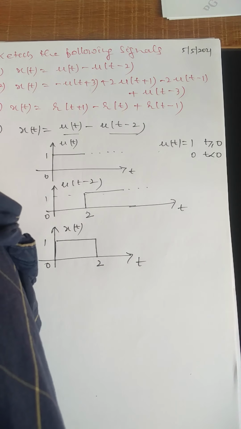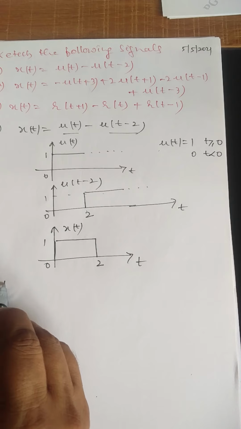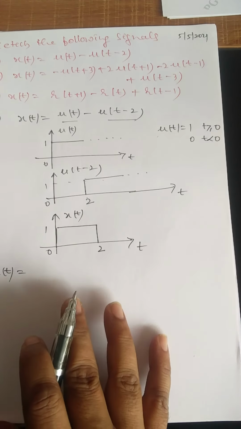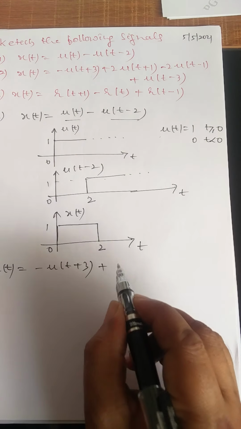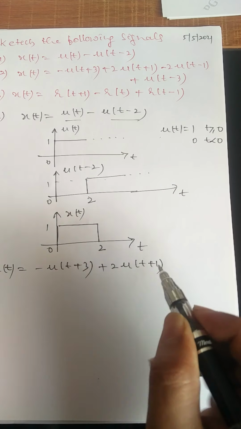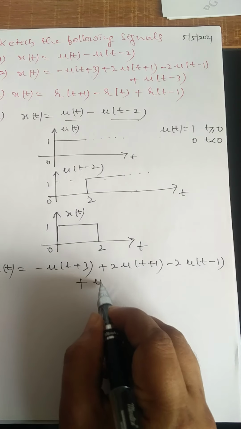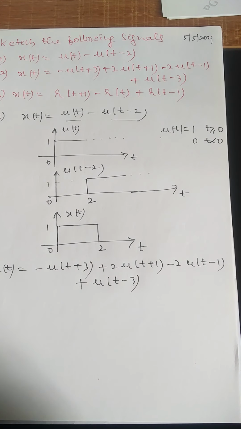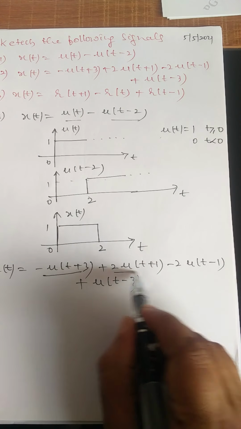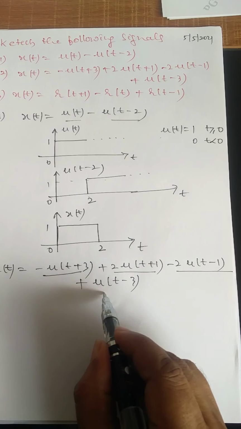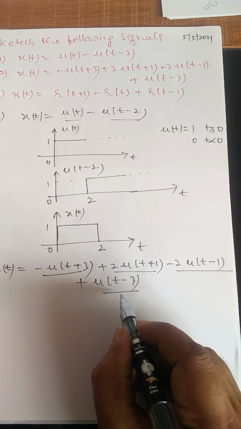Okay. Next, second one is x of t is equal to minus of u of t plus 3 plus 2 into u of t plus 1 minus 2 into u of t minus 1 plus u of t minus 3. Here let us take individual signals: minus of u of t plus 3, 2 into u of t plus 1, minus 2 into u of t minus 1, plus u of t minus 3. Okay. I'll take these as x1 of t, x2 of t, x3 of t, and x4 of t.